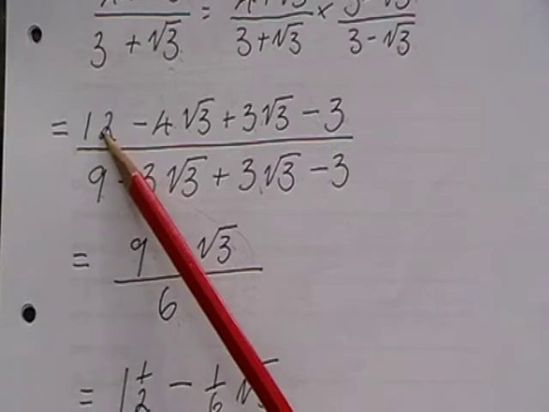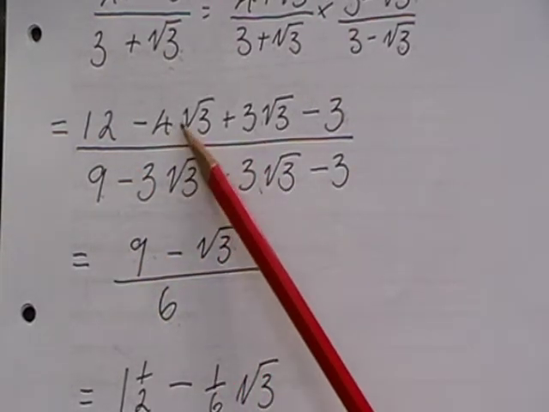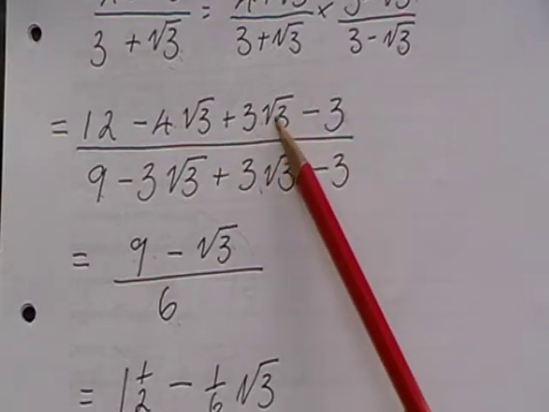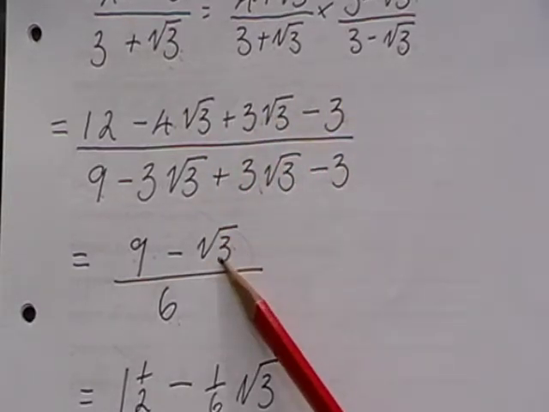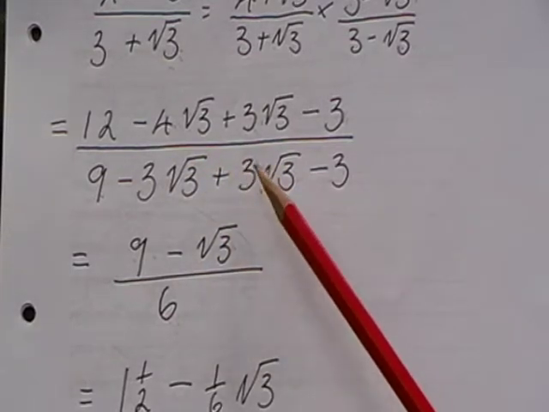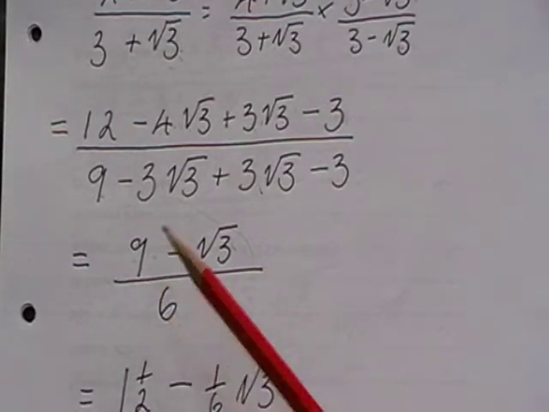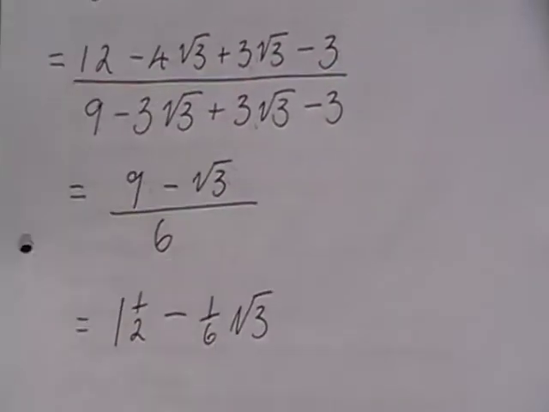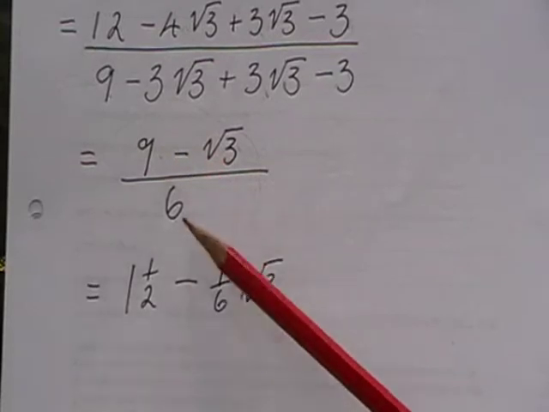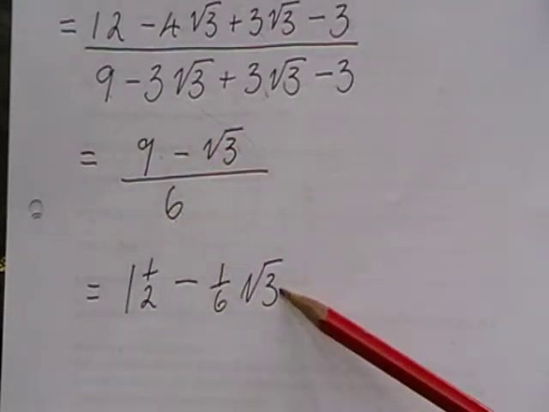We see we have 12, minus 3 is 9, and here we've got negative 4 root 3, positive 3 root 3 gives us negative root 3. Underneath, obviously, these two go, which is why we chose that process of the difference of two squares. Underneath, we're left with 9 minus 3 is 6. And that we can rationalise slightly more to 9 over 6 is 1.5 minus root 3 over 6, or 1 over 6 root 3.